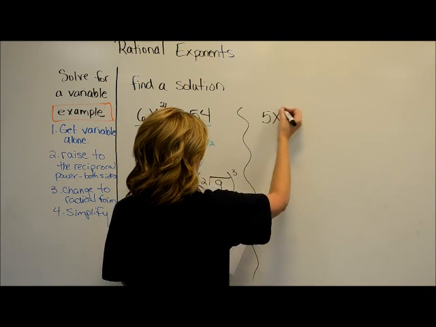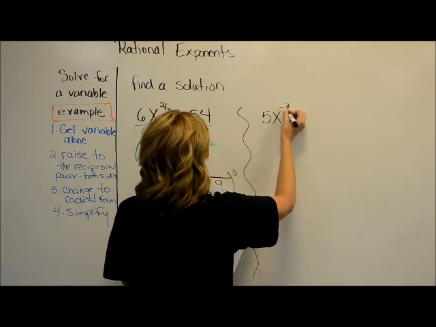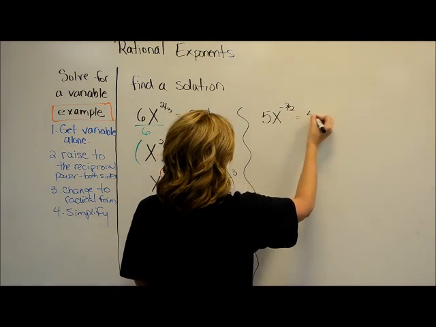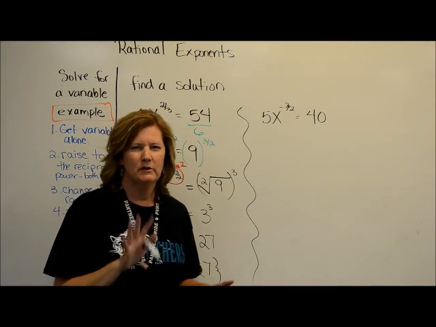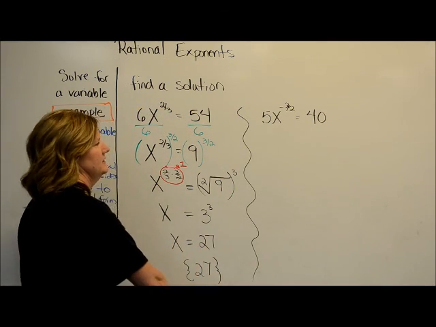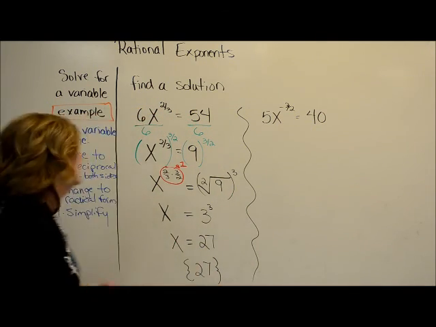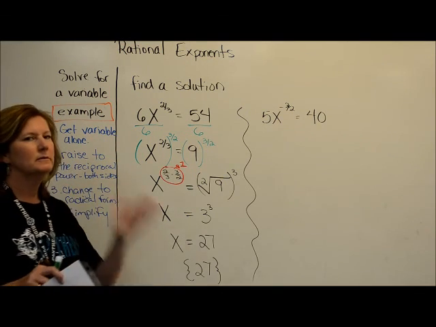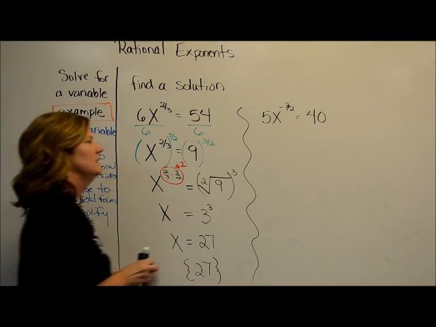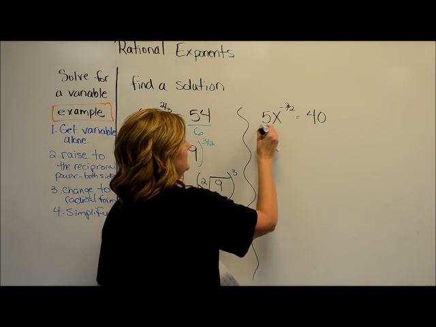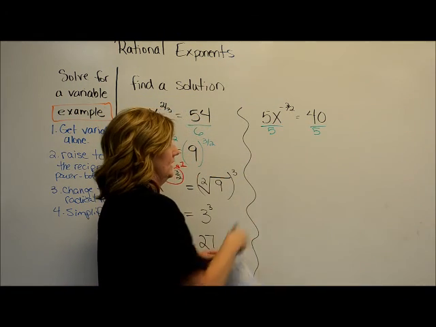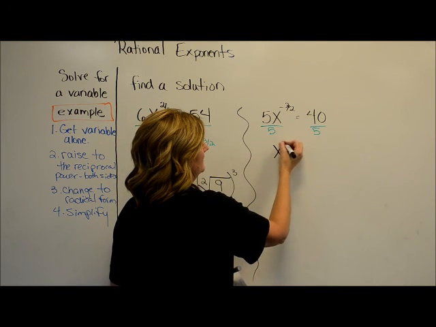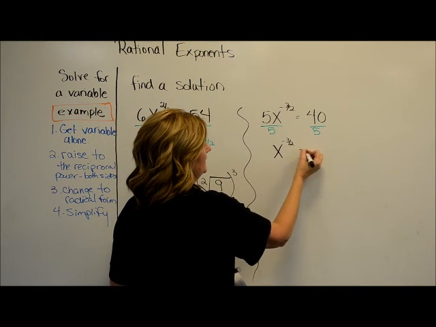So here's one with a negative exponent. I have 5x to the negative 3/2 equals 40. Okay, same exact steps. We don't need to write anything more for our steps. So my first step is get the variable alone. Nothing multiplied to it, nothing divided from it. So I'm going to divide both sides by 5. What I end up with is x to the negative 3/2 equals 8.